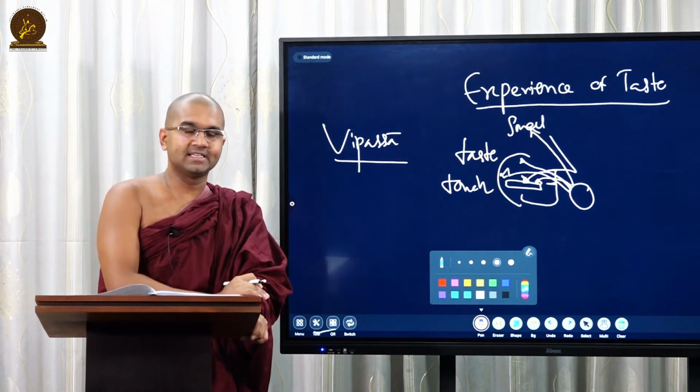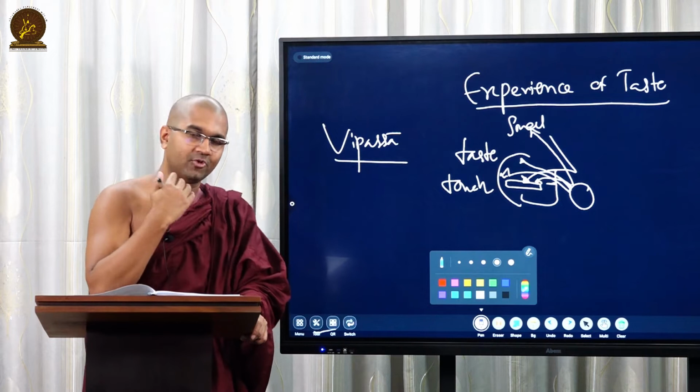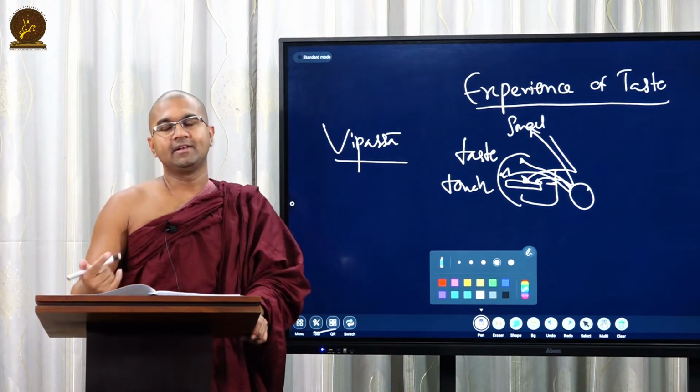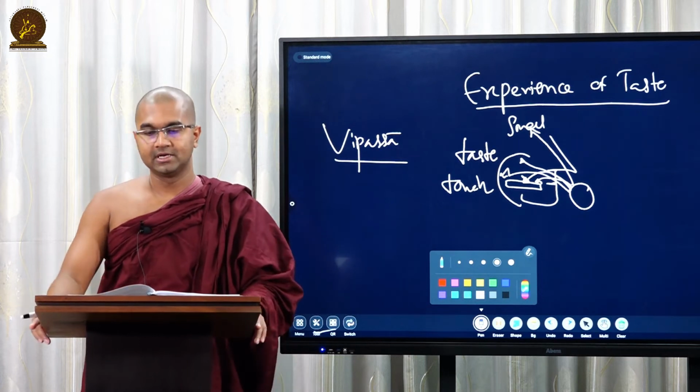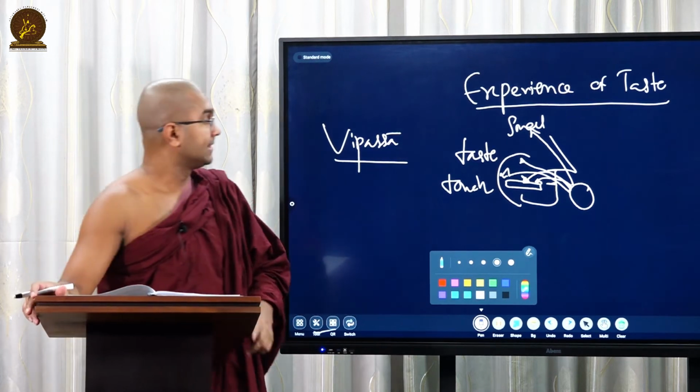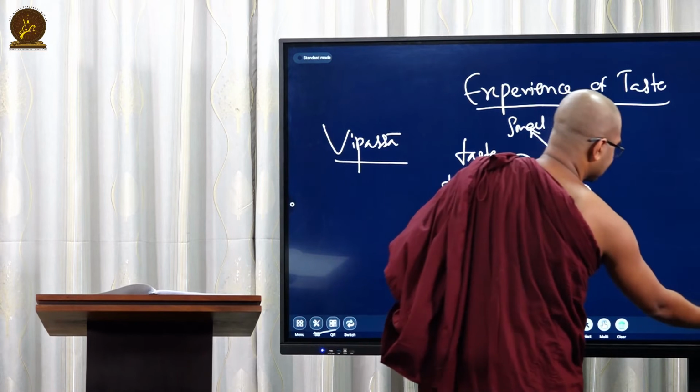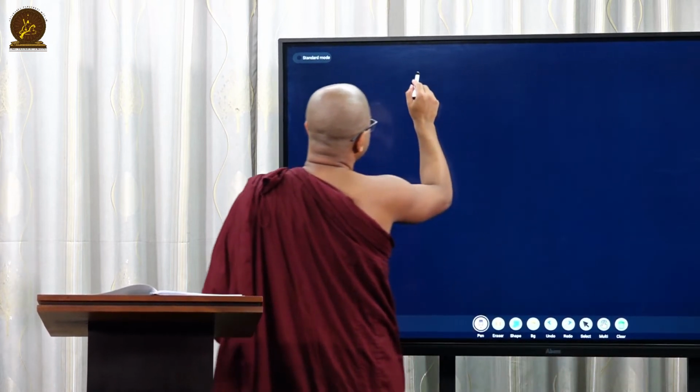So the idea of taste, the idea of smell, we have just to focus on those qualities, and when we keep on focusing on these qualities, the idea of self would disappear. Then we come into another topic, Rasarammana and Arammanarasa, the difference.